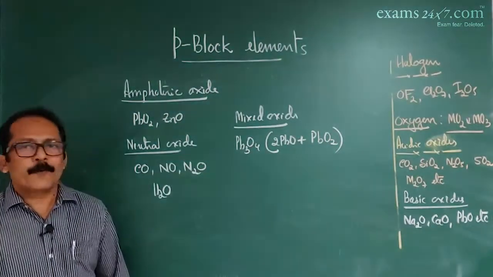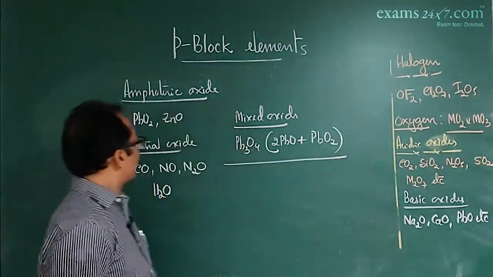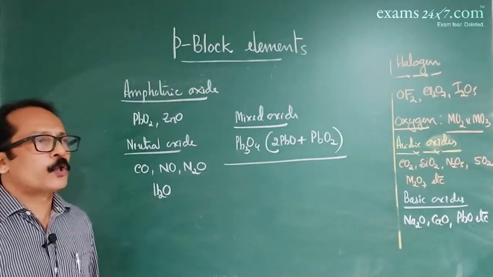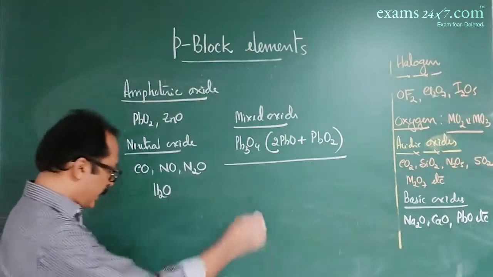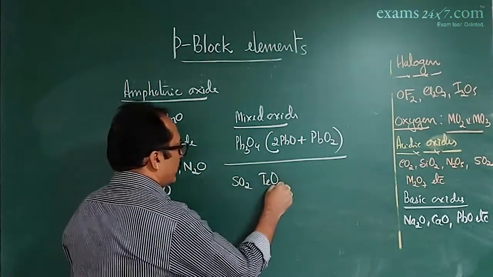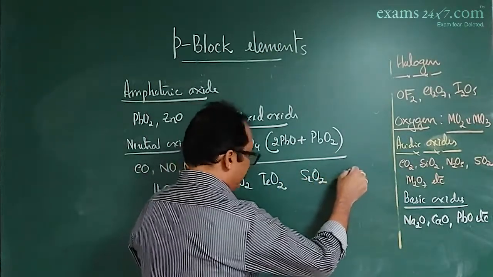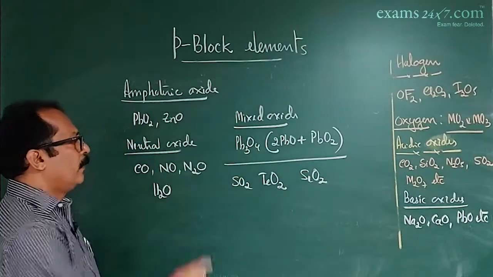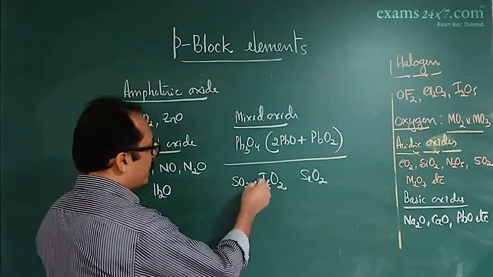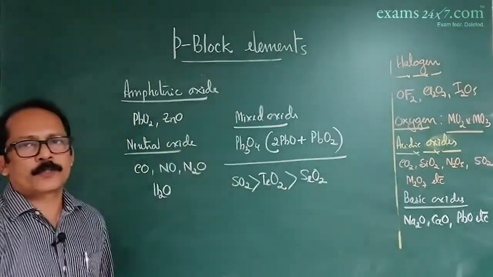Now, about thermal stability. When you consider the oxides of the elements belonging to group number 16 other than oxygen, like sulfur, SO2, tellurium, selenium, then polonium, we will consider these three. Sulfur dioxide is thermally more stable. The least stable here is selenium oxide.